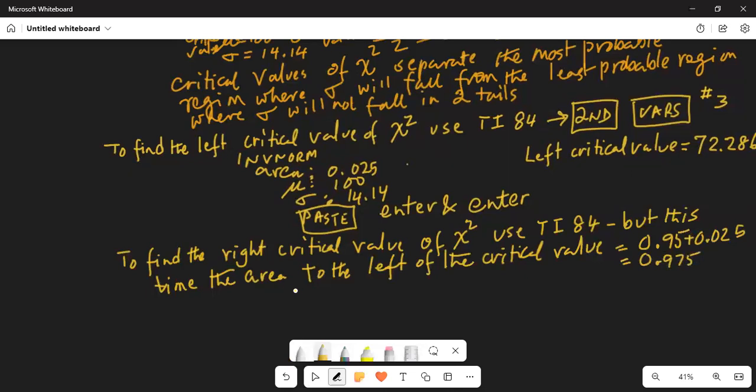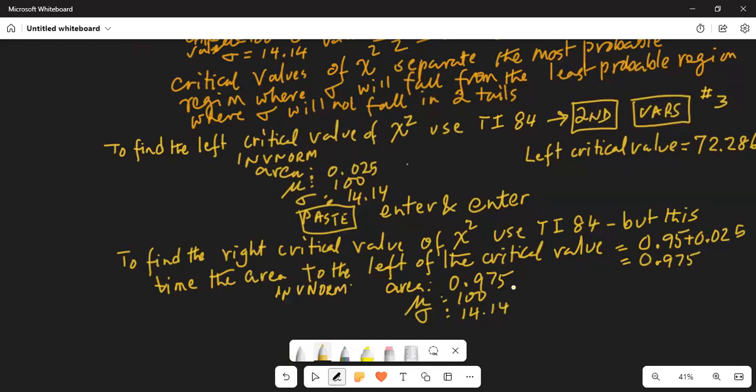0.975. So again use invNorm, which is second VARS 3, but this time careful, area is 0.975. It is not 0.025. And mu still remains the same. Sigma also remains the same, 14.14. And then we will do paste and paste, enter and enter.